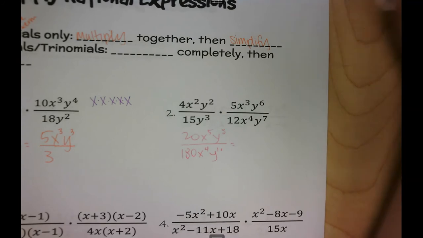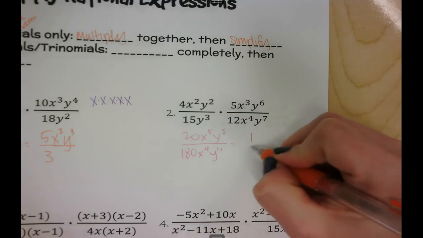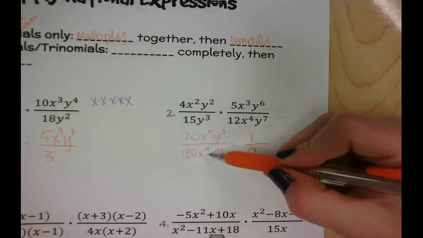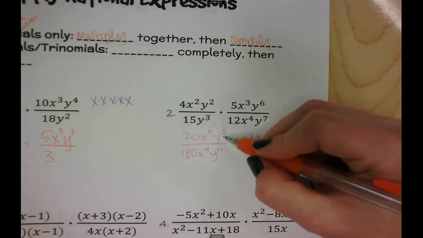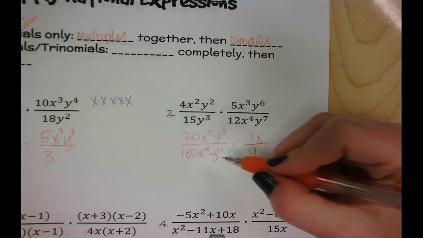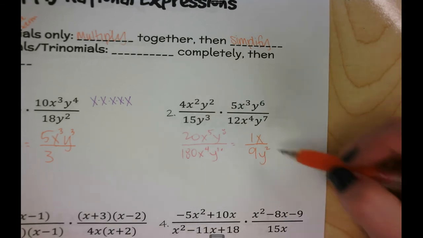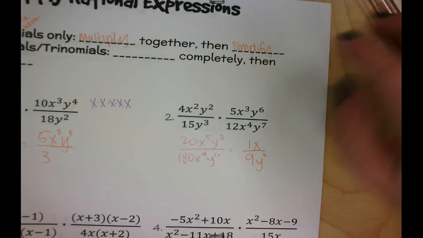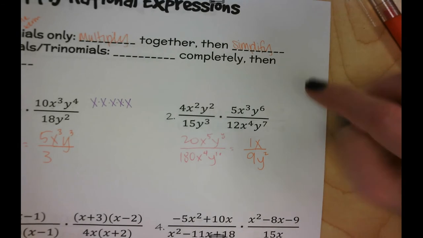All right, let's simplify. 20 over 180 simplifies to 1 over 9. We've got 5 x's on top, 4 x's on bottom, so we've got 1 x on top. 8 y's on top, 10 y's on bottom, so 2 y's on bottom. So our answer is x divided by 9 y squared. That is this multiplied together and simplified.